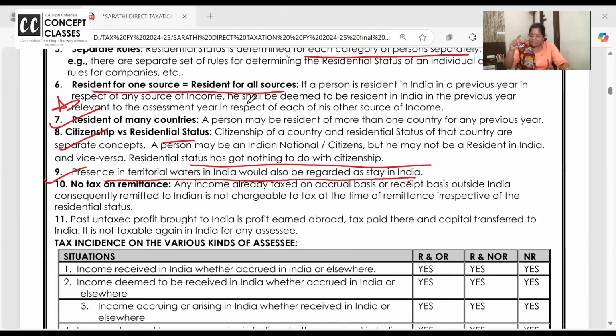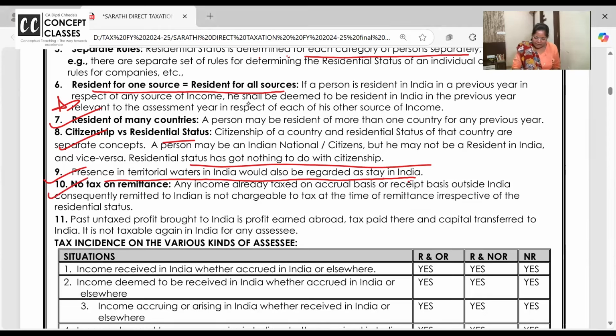Some of you may feel, ma'am, you are explaining in so much detail. Tomorrow when you do the problem, you will do it easily and you ask your friends. They will say this is the only part where they make mistakes. From my years of paper correction experience, they go wrong only in remittance.